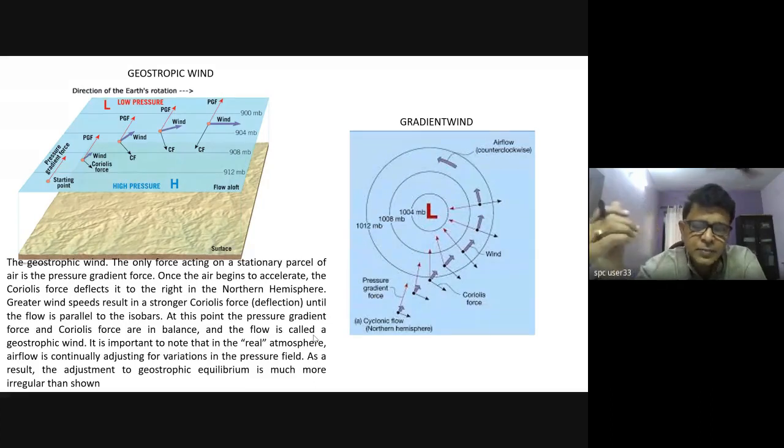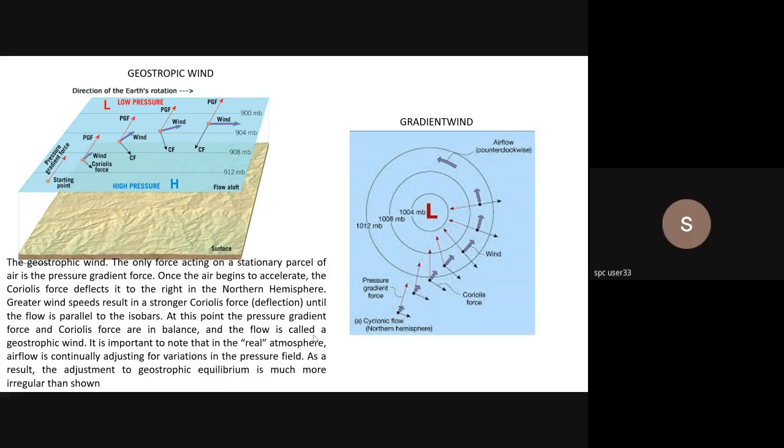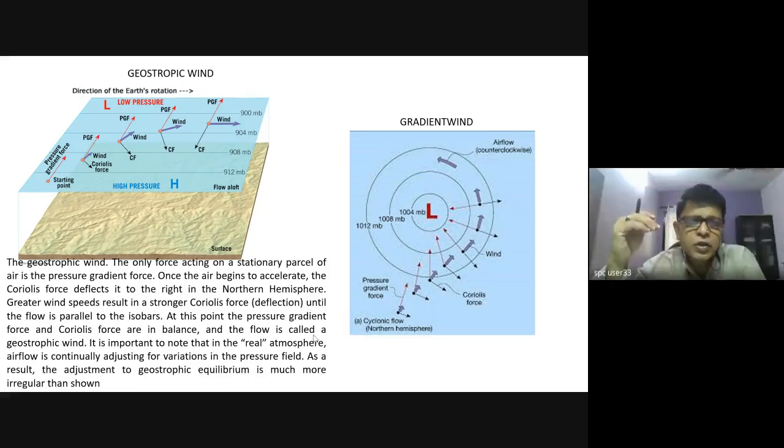While this happens, the rotation of the earth brings in another force called the Coriolis force, which makes these deflections. Then there is a third force available near the surface, because the surface impacts the movement of the wind in what is called friction. This friction nearer to the surface obviously is going to be more, and as you go away from the surface, it's going to be lesser and lesser.